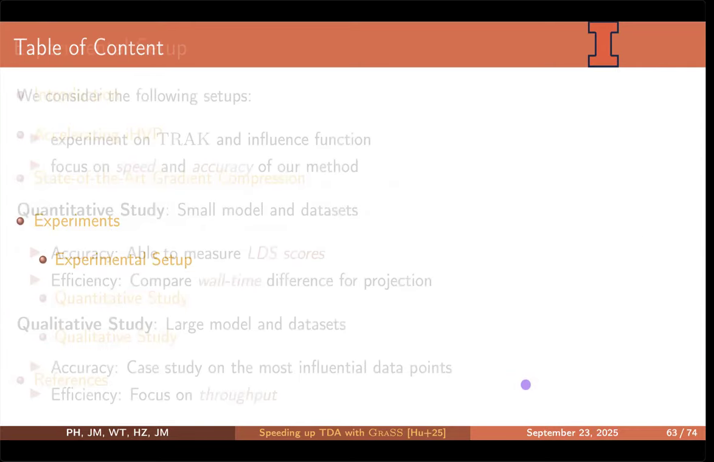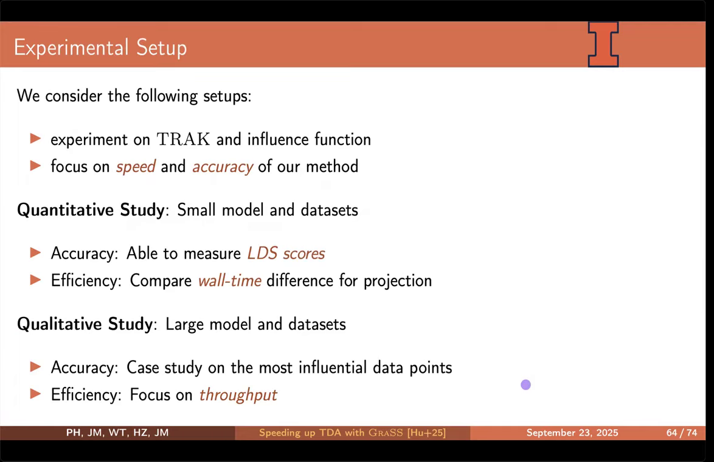Now we should see some experiments. The goal of the experiment is very simple because we care about the speed and also the accuracy of our method. So we divide our experiments into two parts. The first part is a quantitative study, where we focus on smaller models and datasets, where we can measure the accuracy of our attribution methods in a more principled way. We are going to use a metric called LDS score. If you are familiar with this, then you know what it is, but if you don't, that's also fine. You can look it up, I think it is in the TRAK paper.